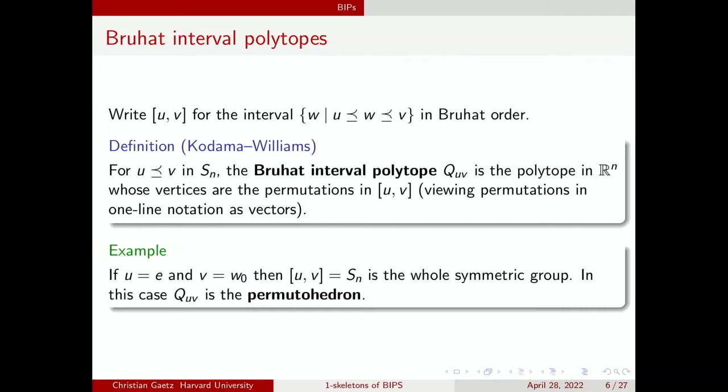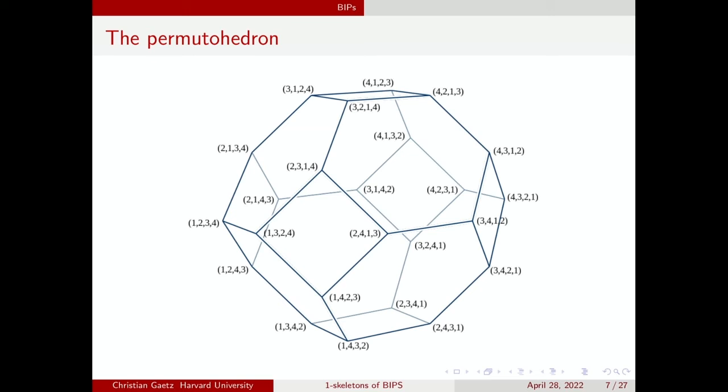So as an example, which might be the most familiar to people, if u is the identity permutation and v is, I'll write w_0 for this longest reversed permutation, then this Bruhat interval is in fact the whole symmetric group. So I'm taking the convex hull of all permutations, and that's a very well-studied object called the permutohedron, which is shown here. So I guess that's oriented sort of sideways in this case, but here's the identity permutation, here's the reversed one, and this is an interesting polytope.